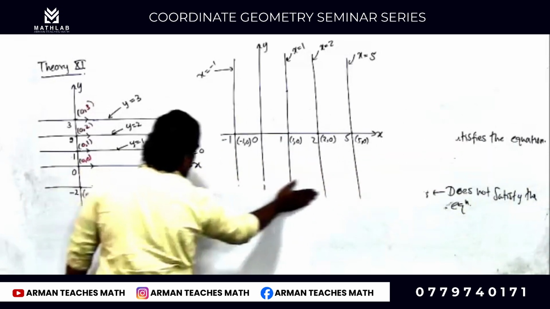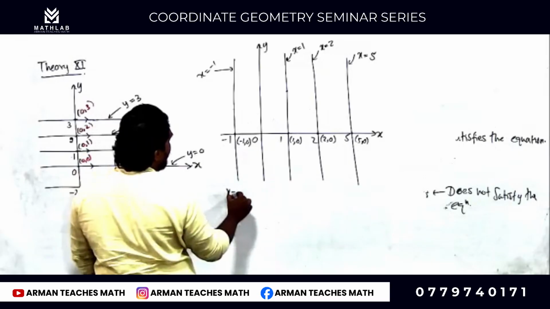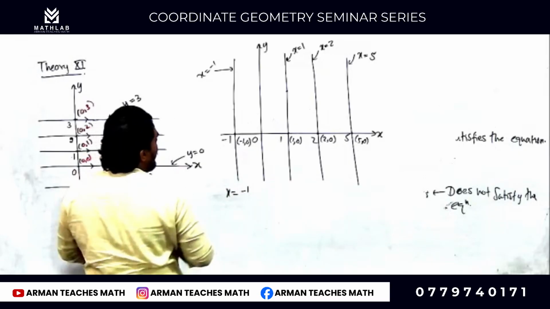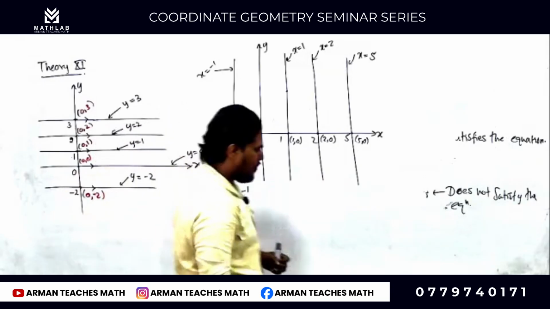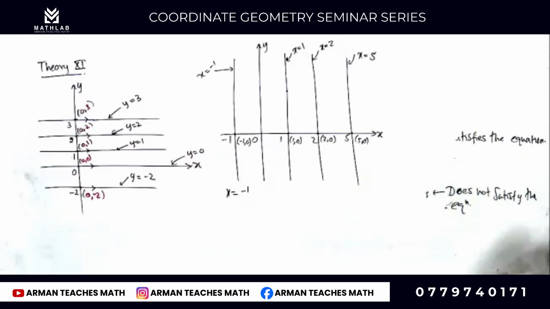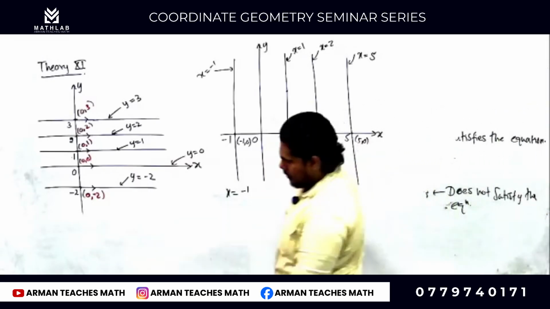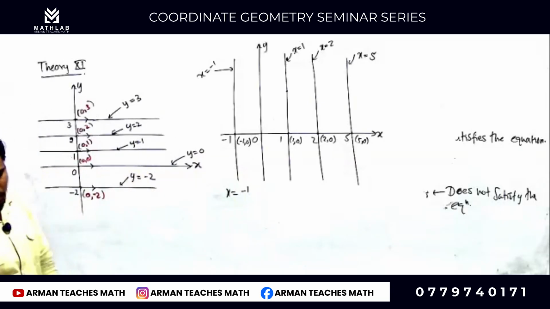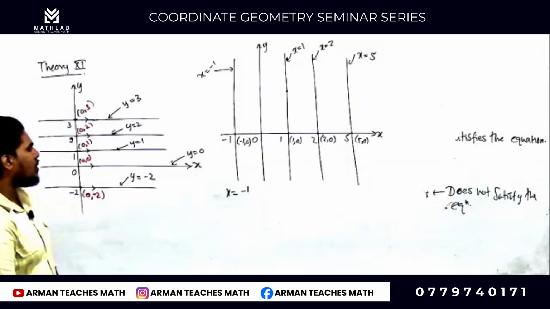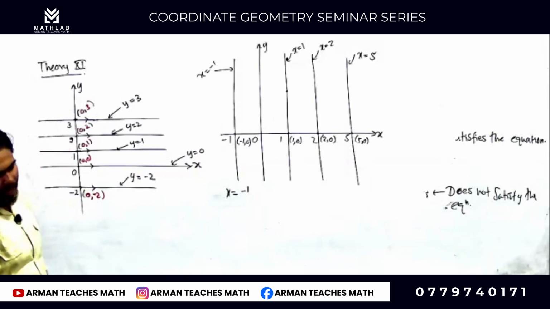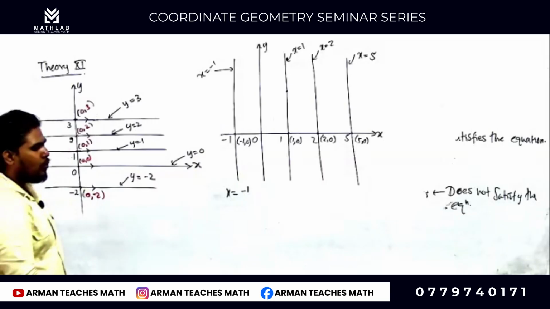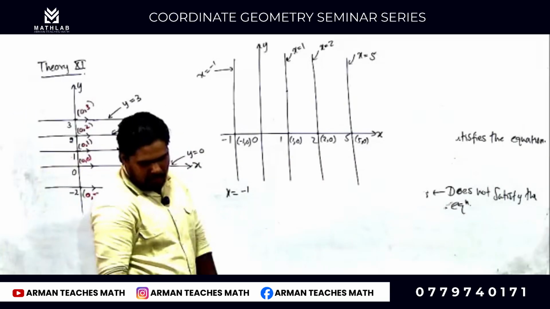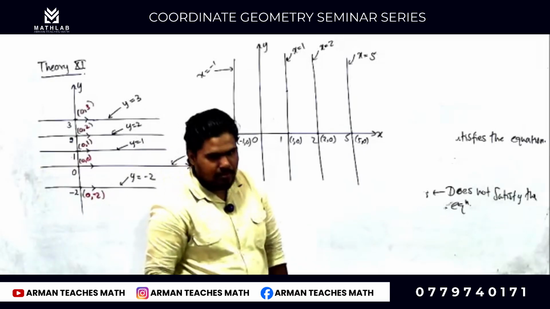Put a star mark and write below this: x equals minus 1 is the straight line that passes through the point (minus 1, 0) and is parallel to the y-axis. Hurry.